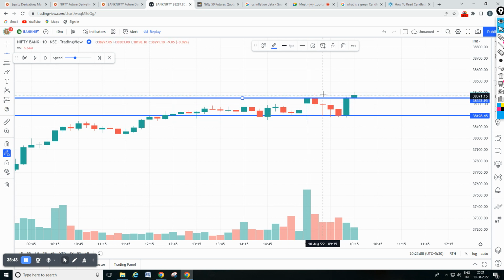Suppose this is the red point, I can say that this is the higher point, and the market has come down. When it touched this lower point, that means higher high, higher low. Okay, it is a low point.